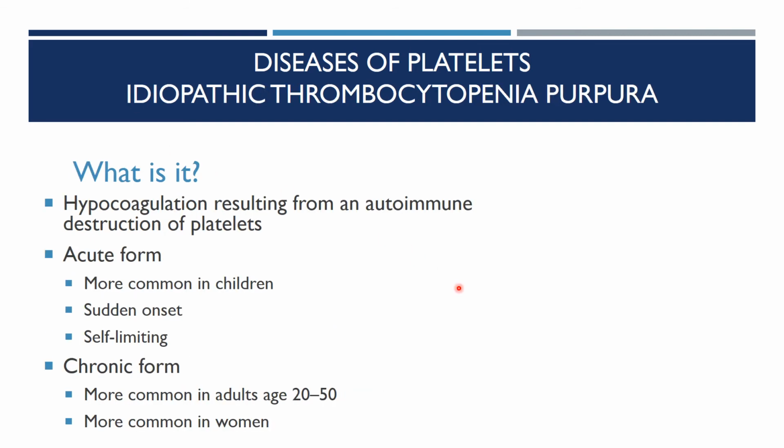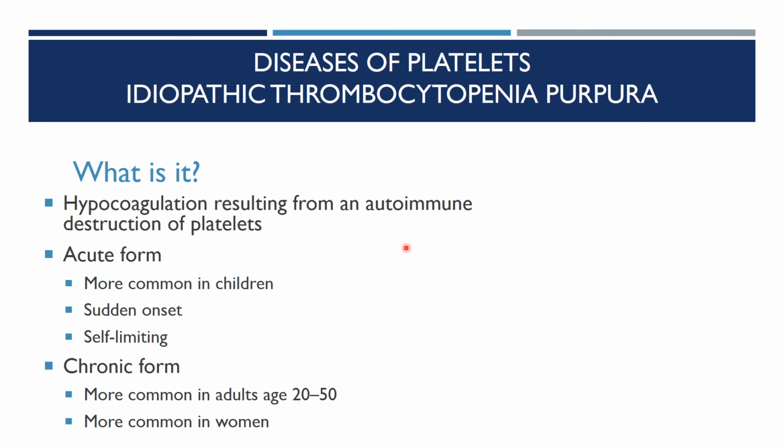Okay, so now we have another condition. This is called idiopathic thrombocytopenia purpura. Okay. So idiopathic because it just kind of spontaneously happens, and it's going to be involving the platelets. And this is a reduction of platelets resulting in purpura. Okay, so we'll learn what purpura is in a second. But this purpura is also the result of a hypocoagulative state.